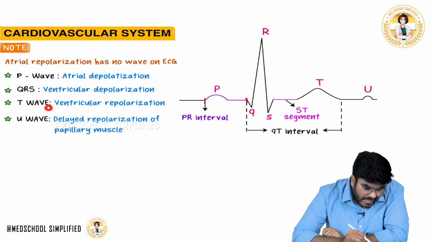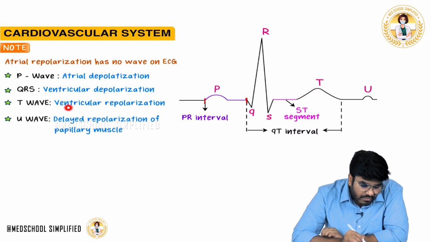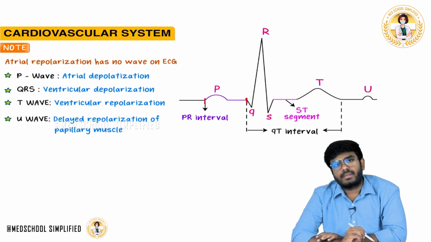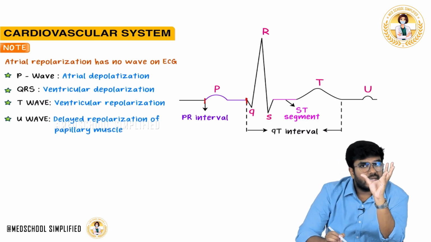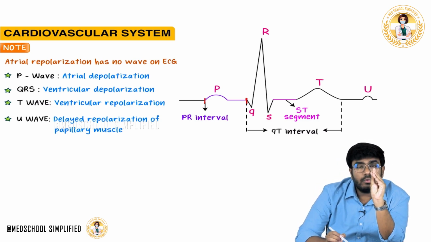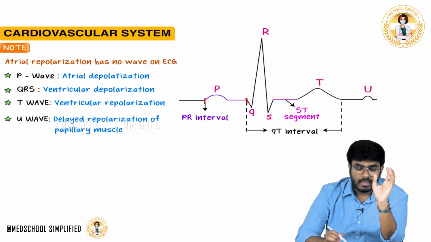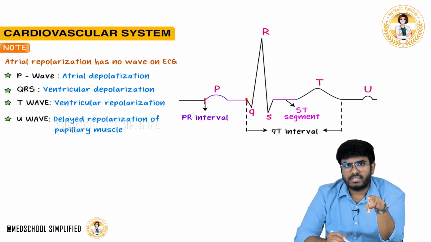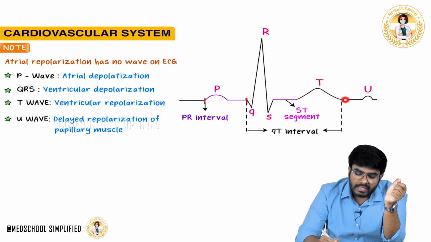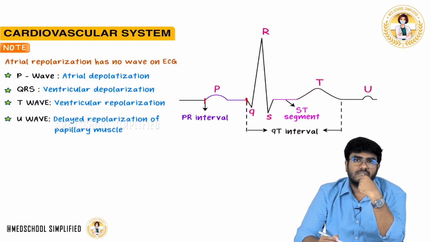Okay, so what exactly is this T wave? The T wave represents ventricular repolarization. The ventricles are depolarized, and now they have to repolarize, no? So QRS is the depolarization of the ventricles and the T wave represents the repolarization of the ventricles.